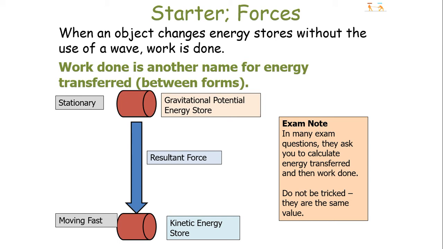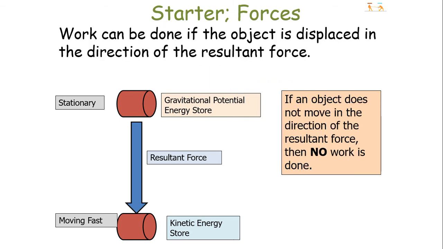Now, in many exam questions, they ask you to calculate the energy transferred and then the work done. Don't be tricked, it's the same value. Energy transferred and work done are two different names for the same effect. Now, work can be done on an object if the object is displaced, moved, in the direction of a resultant force. So if an object does not move in the direction of a resultant force, no work is done.